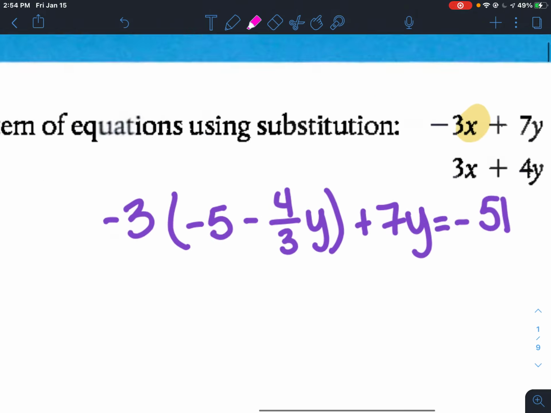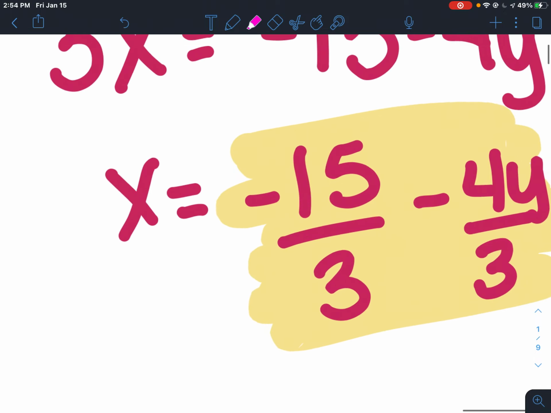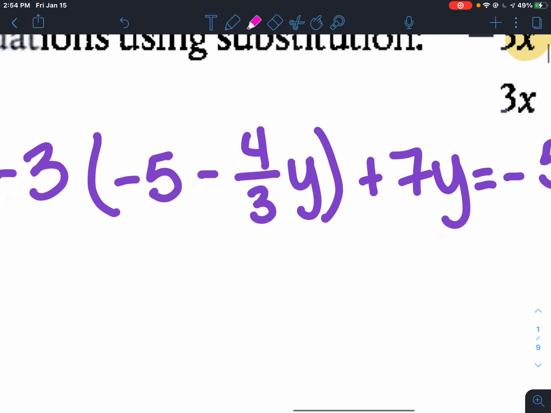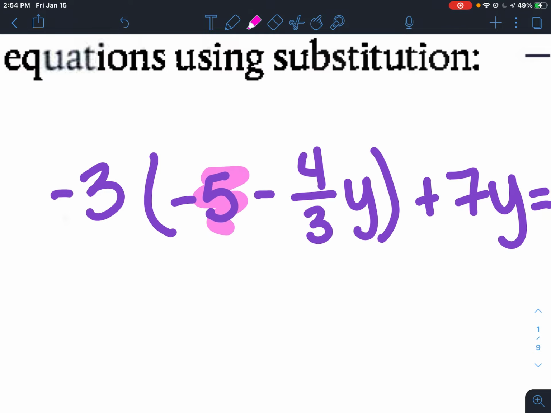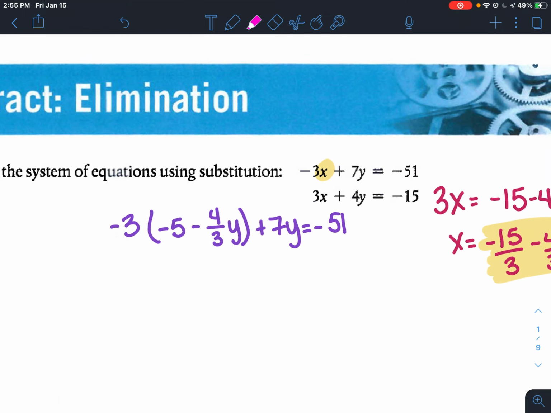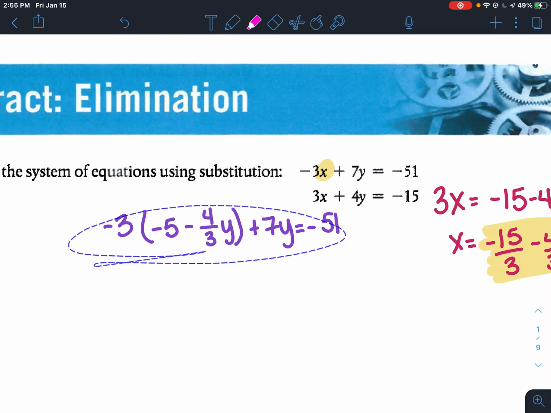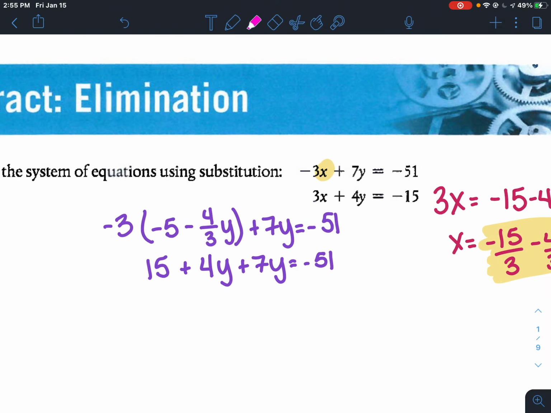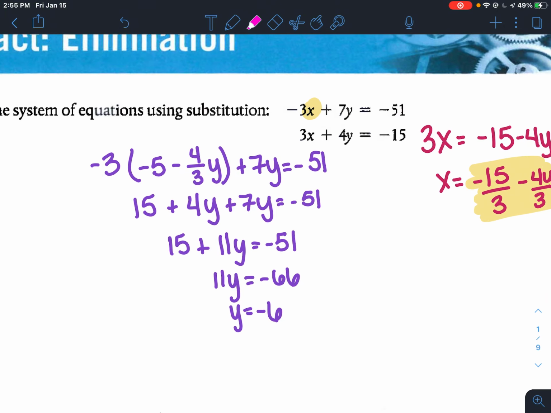All right, so notice that this -15/3, I did reduce down to -5 here. That's how I got that. Otherwise, I just plugged everything in for x, making sure that I used my parentheses because it's -3 times everything that x is, and x is -5 minus 4/3 y. Now I'll distribute that -3, and I get 15 plus 4y plus 7y equals -51. Combine like terms, subtract 15 from both sides, and divide by 11. And so now y equals -6.